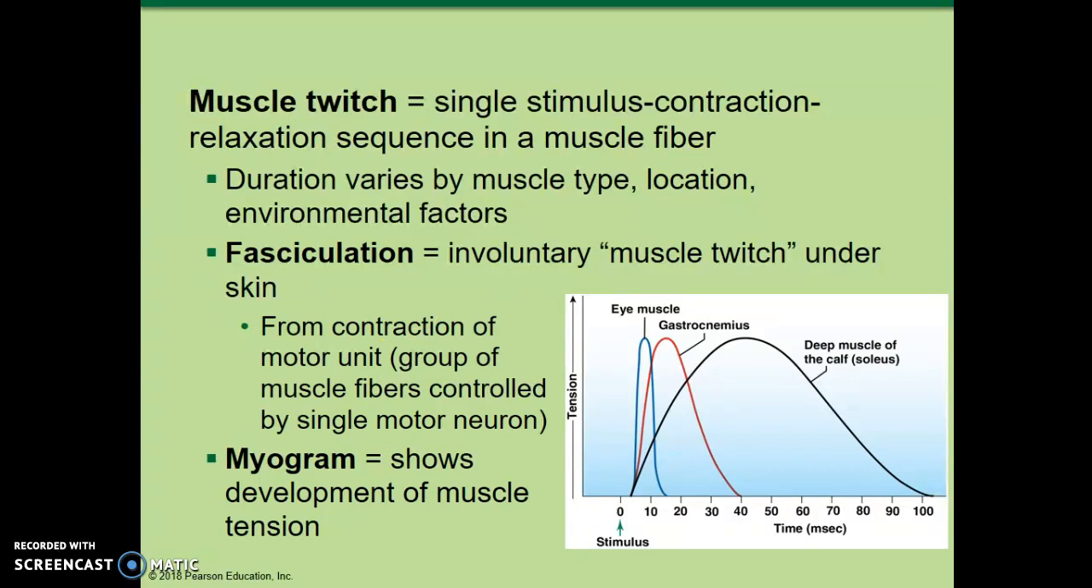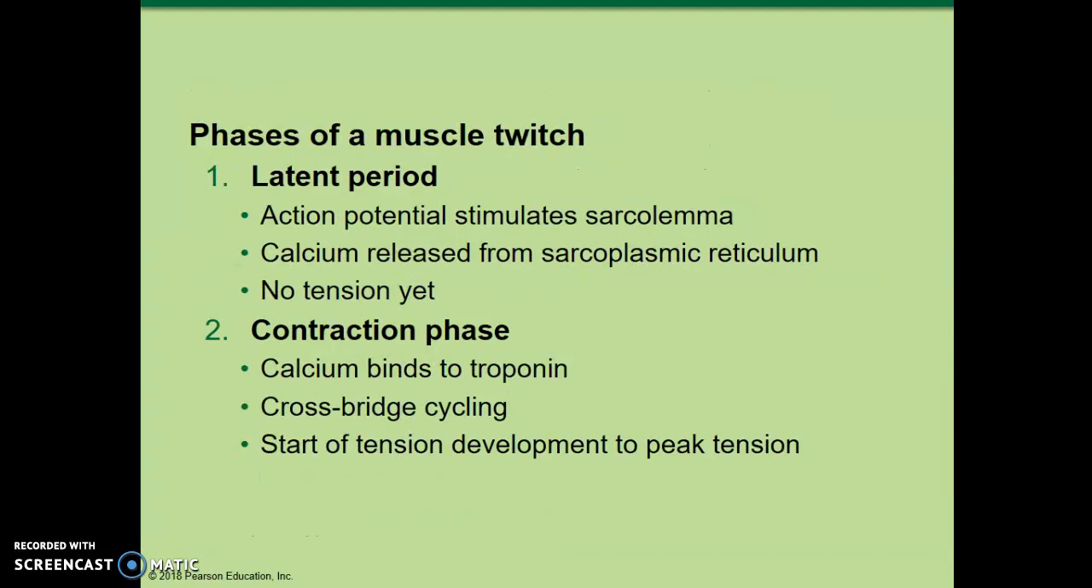This graph is a myogram, and it shows the development of muscle tension. So you can see that the deep muscle of the calf, the soleus, is slower to contract and longer to relax. The phases of a muscle twitch include latent period. The action potential has stimulated the sarcolemma, and calcium has been released from the SR, but there's no tension yet.